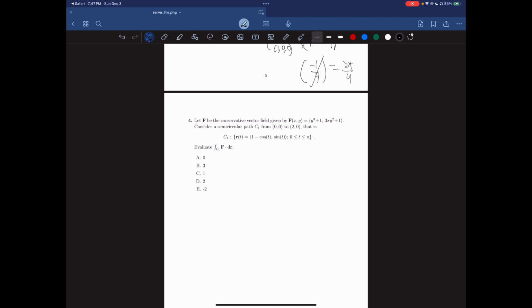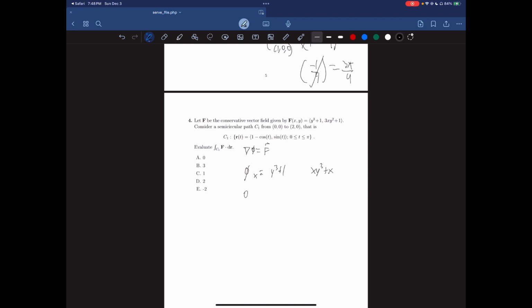It's saying it's conservative, so we can pretty easily find the potential function. It will be grad of the potential equals the force field. Since we have our F, we know that the partial of the potential with respect to x is y³ + 1, and we can integrate this to get xy³ + x.